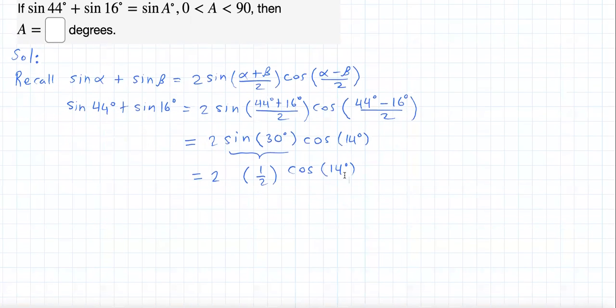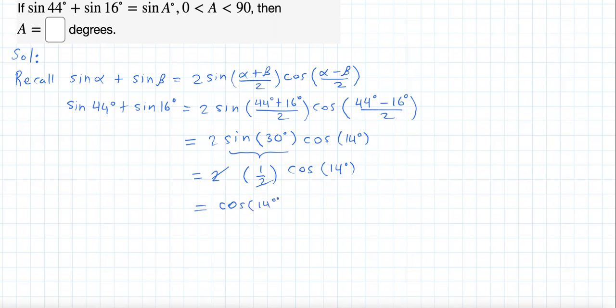Great. Now, simplifying, you will have that these two will cancel, and this will end up just being cosine of 14 degrees. All right. But now, this is sine of A degrees. How can I go from cosine now to sine so I can compare and find the value of A? To do that, you're going to take the complementary angle of 14 degrees.